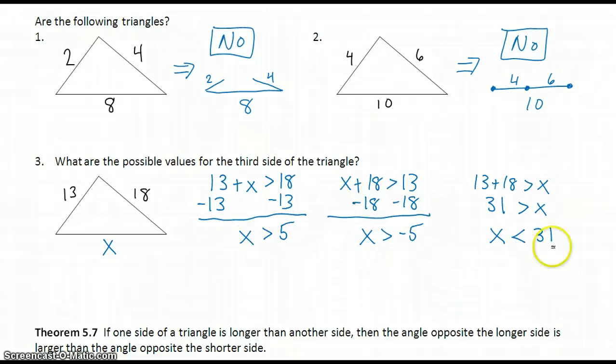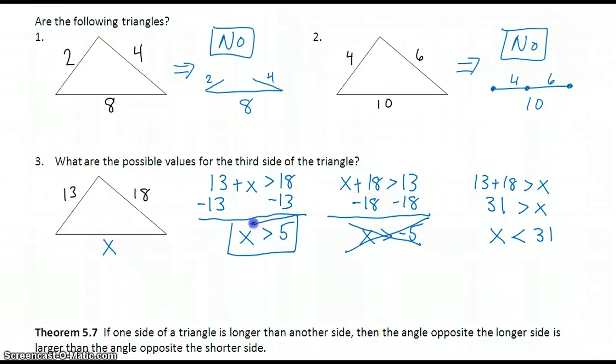Now one of these inequalities I can throw out. X greater than negative 5. Well, if we look, we're never going to have an x value that's negative. So I can throw out this inequality. Algebraically, I need to find it. Geometrically, it doesn't make sense for this problem.